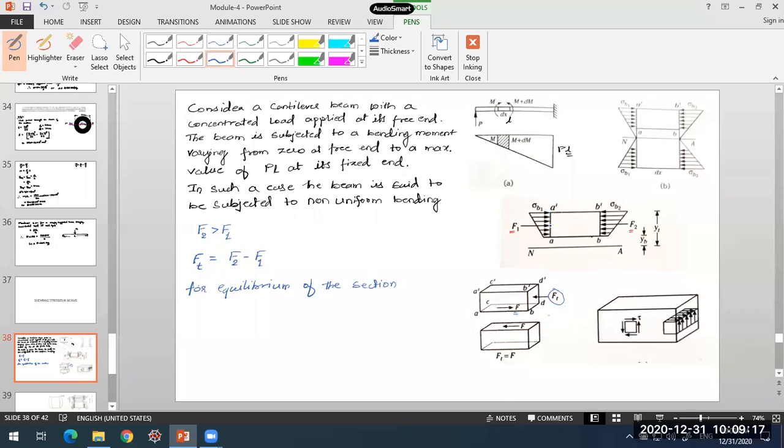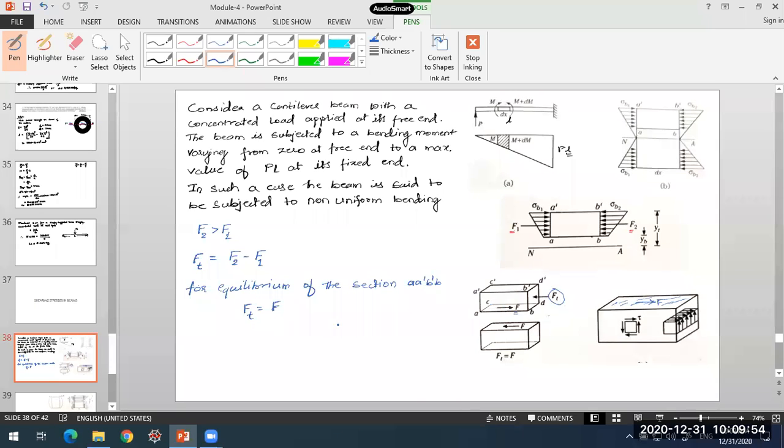For equilibrium of this section, that is A dash, B dash, and B, this Ft has to be equal to F. F is the balancing force, and it is acting on this longitudinal plane. Please keep in mind, it is a force acting on this particular longitudinal plane here within the beam. So that is the force which will be acting.